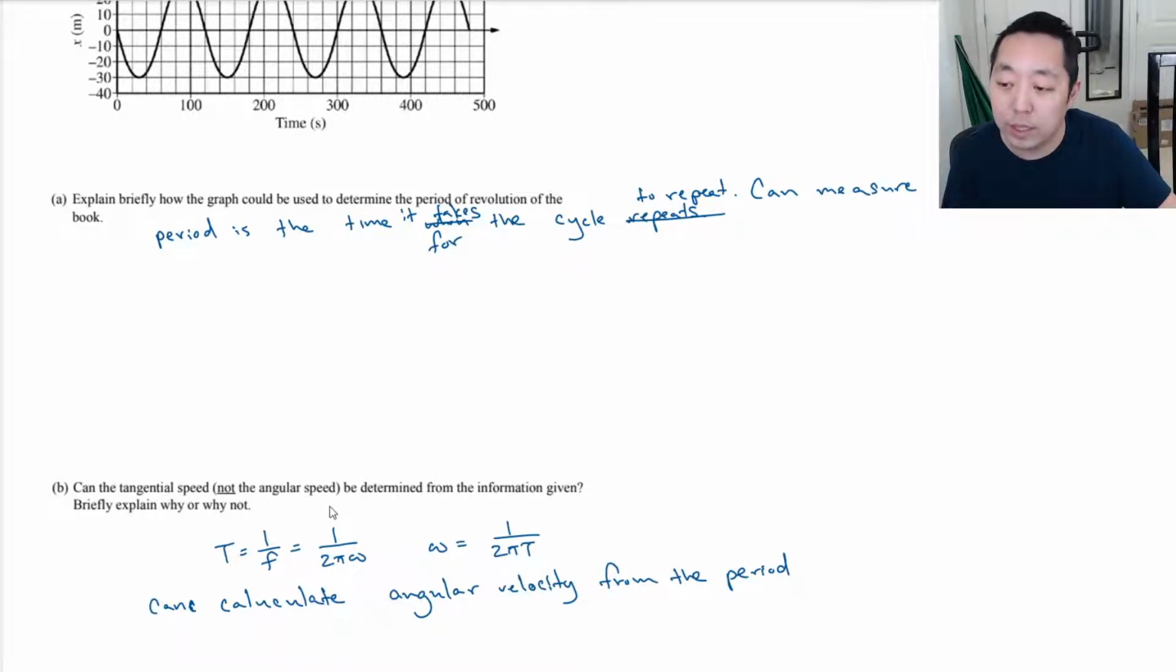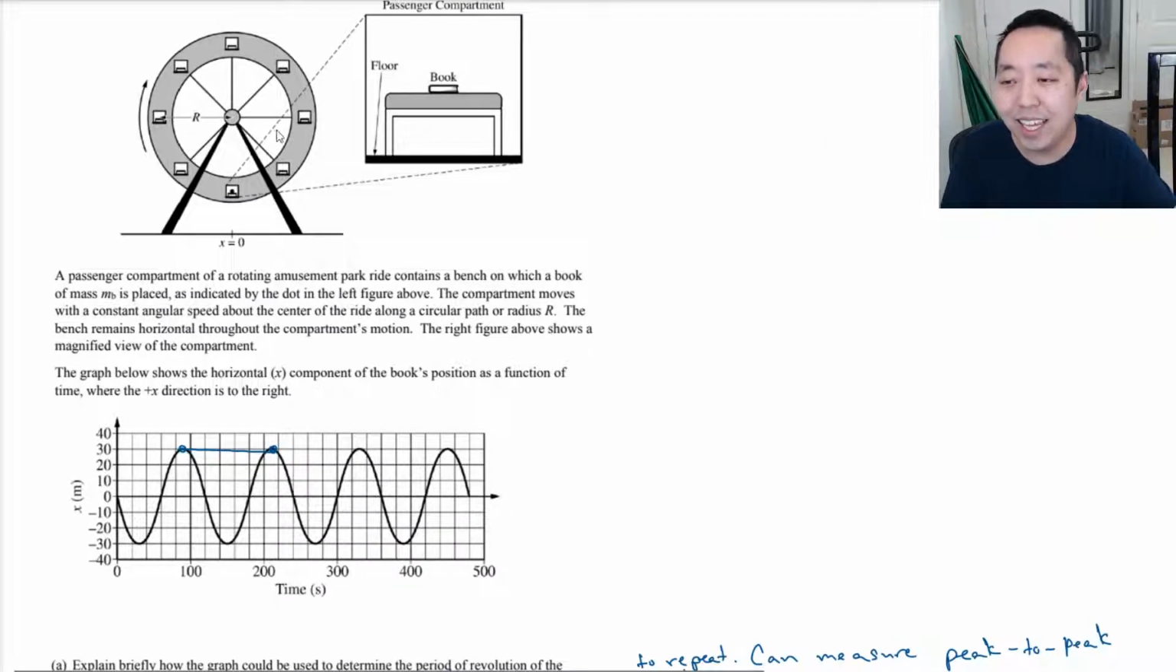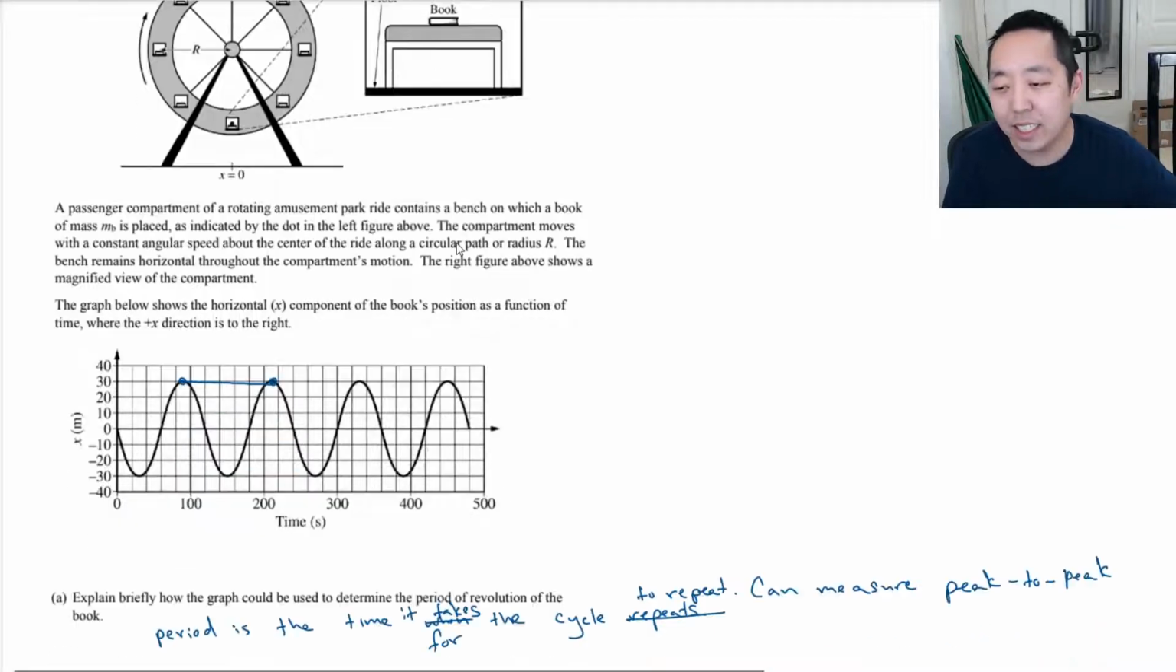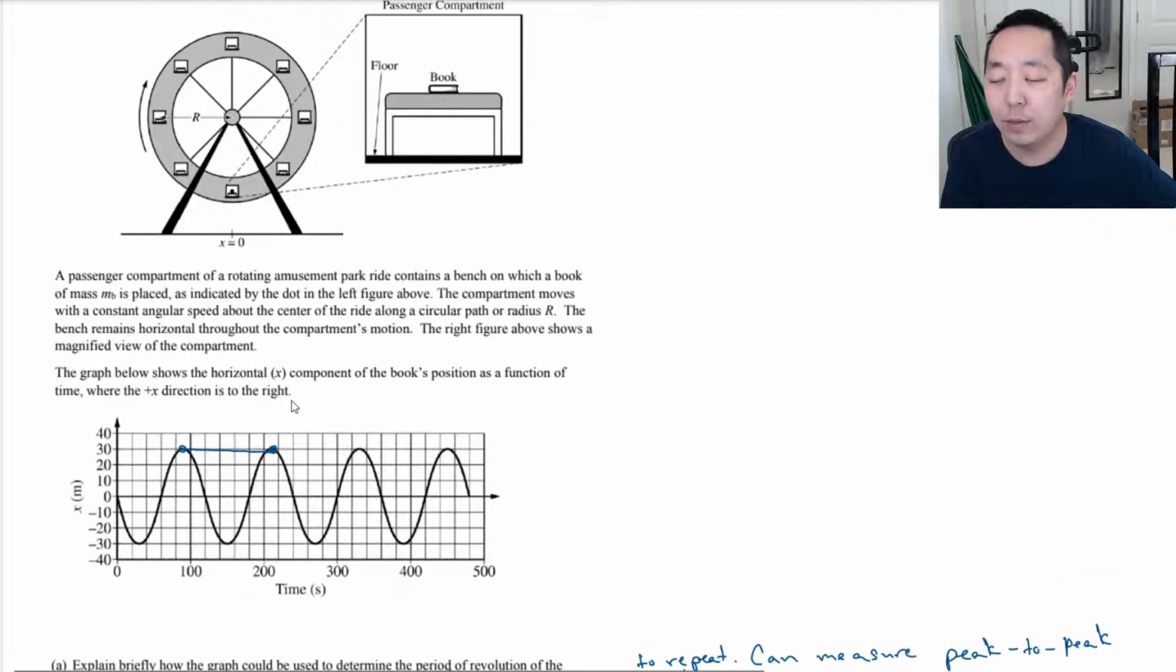How do I determine the tangential speed? I use v equals r omega to find tangential velocity. Now, do I know r? Do I know the radius? Well, this is where I disagreed with the interpretation of this. They're asking, with the given information, can you figure it out? When I first read it, I was like, well, you don't know the radius.